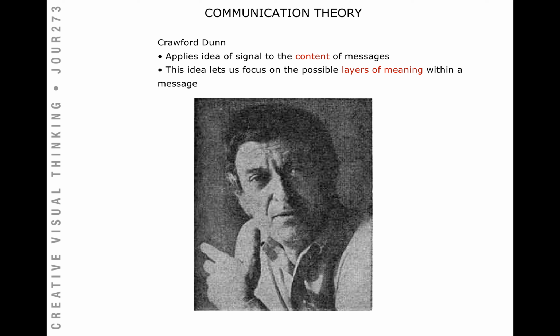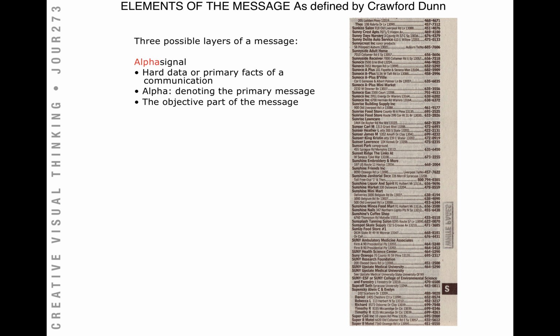Crawford Dunn expanded the idea of a signal to the content of messages. So this idea helps us focus on the possible layers of meaning within a message. When he came up with this, basically he came up with three elements to a message. So there's three layers. The alpha signal is one of them. That's the hard data. In this case, if we're looking at the white pages, that's the alphabetical name, the address, the phone number, and such.